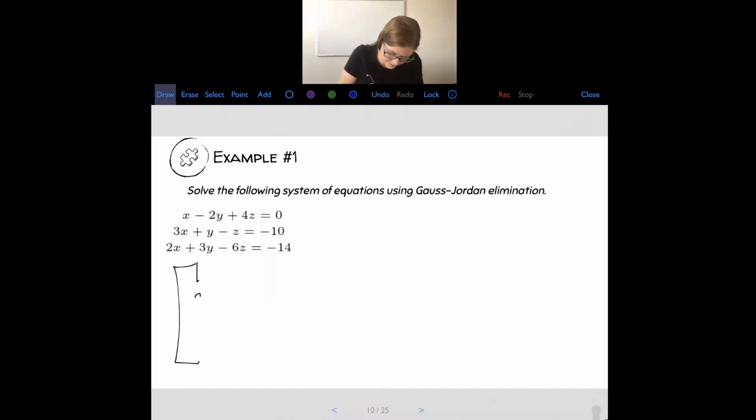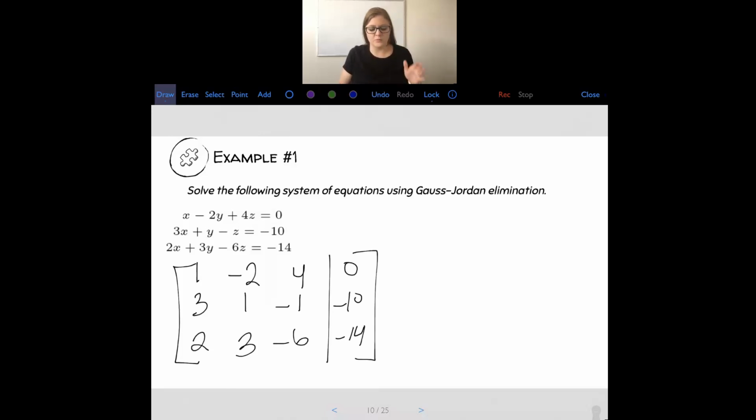So this is 1, 3, 2, -2, 1, 3, 4, -1, -6, and then we have 0, -10, -14. What I do is go column by column. In that first column, I'm making sure the 0 or the 1 is in the correct place. The 1 is where it's supposed to be, and now I need to get this 3 and this 2 to be a 0 using the row operations.